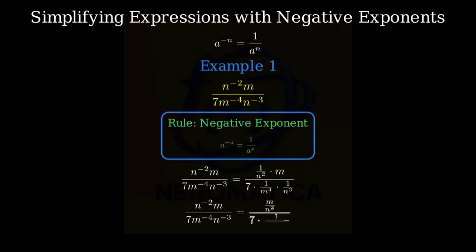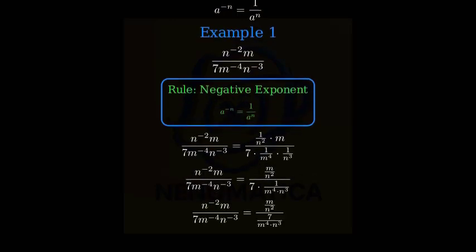Now, we can simplify this by bringing all the denominators up. In the numerator, we have 1 over n squared times m. In the denominator, we have 7 times 1 over m to the 4th times 1 over n cubed. We can further simplify this by rewriting the denominator. We have m over n squared divided by 7 over m to the 4th times n cubed.